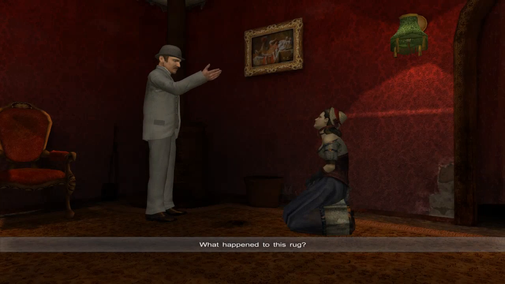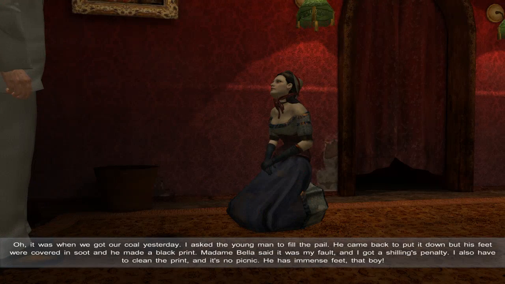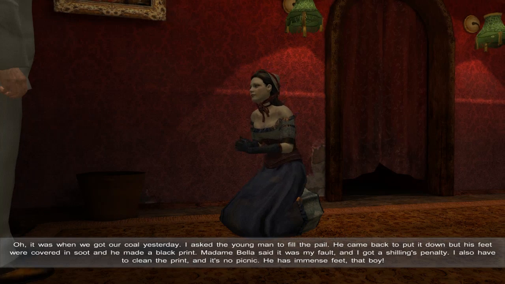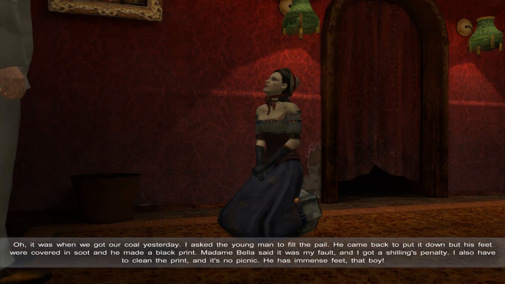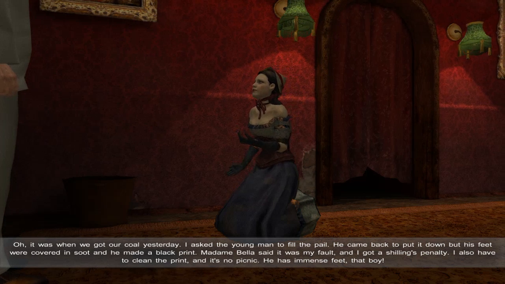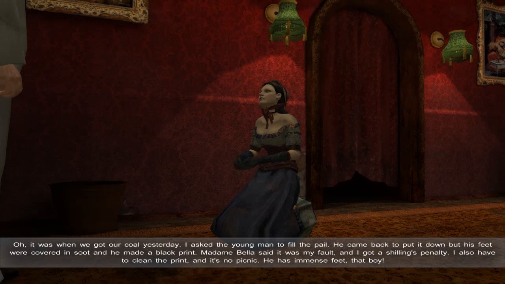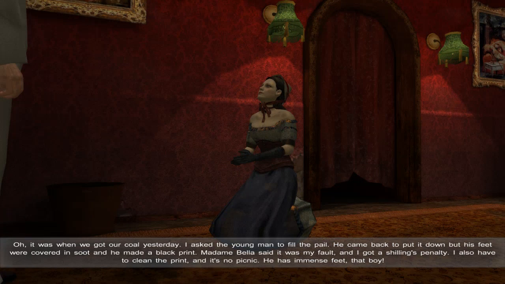What happened to this rug? Oh, it's when we got a coal yesterday. I asked the young man to fill the pail. Came back to put it down, but his feet were covered in soot and he made a black print. Madam Bella said it was my fault and I got a shilling's penalty. I also have to clean the print and it's no picnic. He has immense feet, that boy.